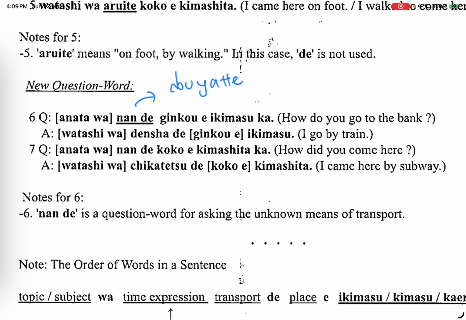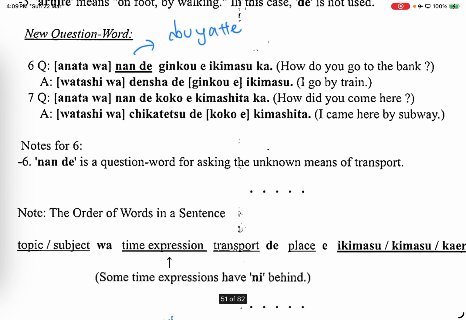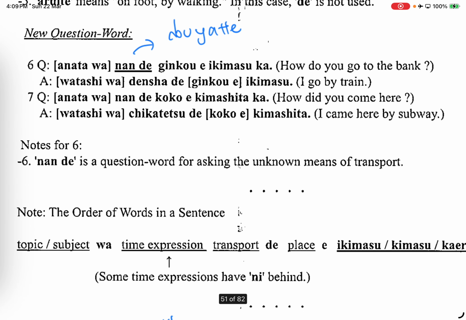Number 7. Nande koko e kimashita ka? So how, by what, to here you came? Question mark. So it means you came here by what? Right? So how did you come here? So chikatetsu de kimashita. Chikatetsu de kimashita.